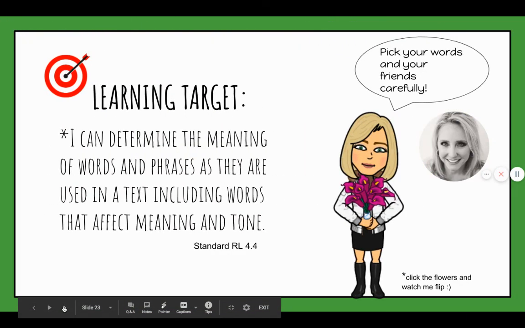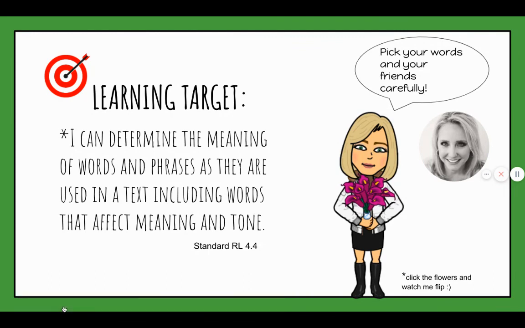To end our time today, let's go ahead and review the learning target. I can determine the meaning of words and phrases as they are used in a text, including words that affect meaning and tone.